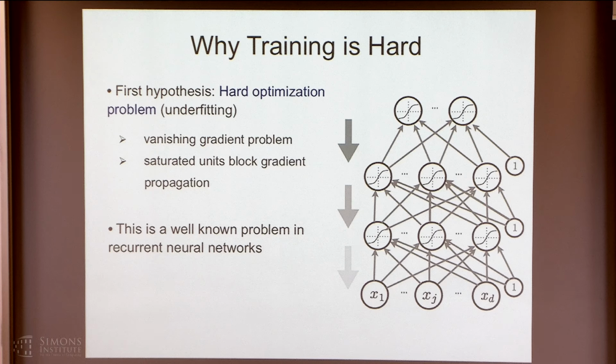Saturated units can block the gradients. So, you know, 10, 15 years ago, people thought that it's just a hard optimization problem. You're trying to optimize it. If you have five layers, seven layers, you just can't do it. The gradients get blocked and you get stuck.